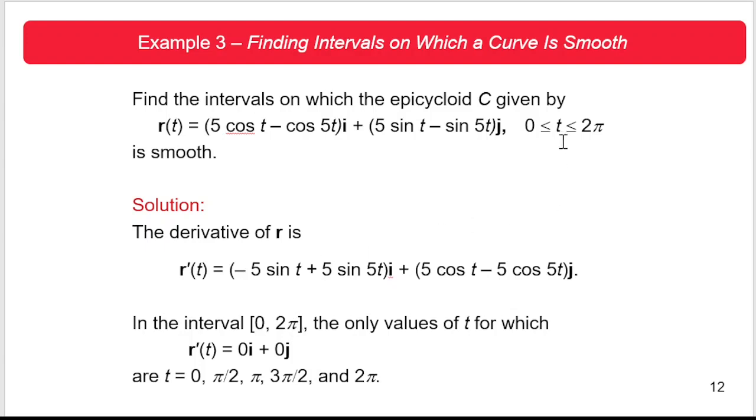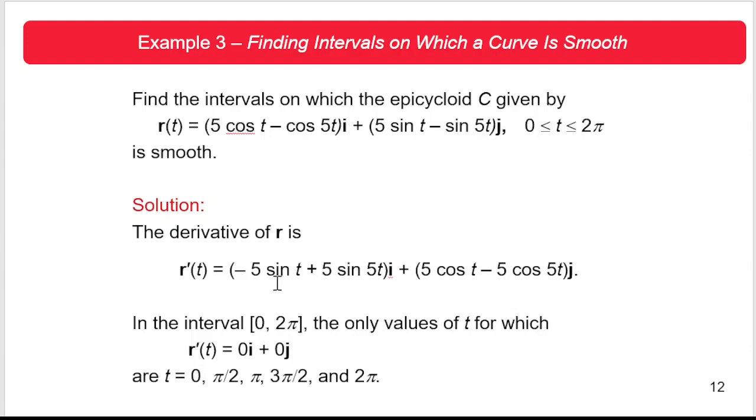So, in this given interval from 0 to 2 pi, we have to find those values of t that satisfy r prime of t equal to 0i plus 0j. By observing, we can see that the i component and j component are both equal to 0 if the value of t is 0.